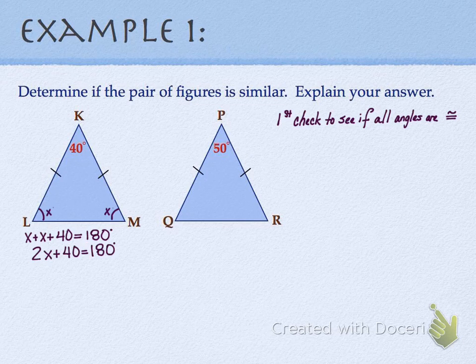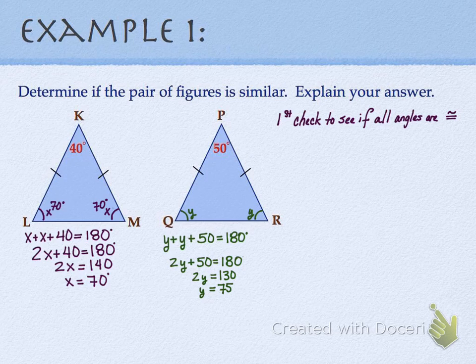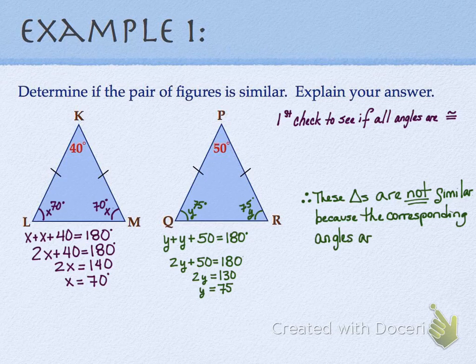Alright, so we plug it in, we name them both X, and we end up with X is 70. So both of these angles are 70 degrees. And then we do the same thing for the next one, but I name them Y, and I plug those into the sum of the triangle, and I get Y is 75 for this one. So both those angles are 75. So no, the angles are not congruent. So therefore, these triangles are not similar because the corresponding angles are not congruent.